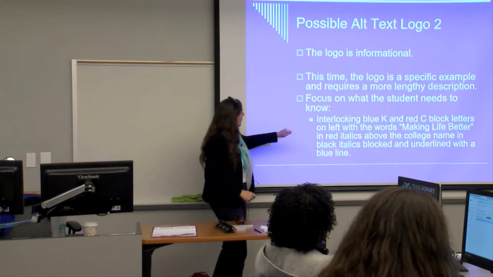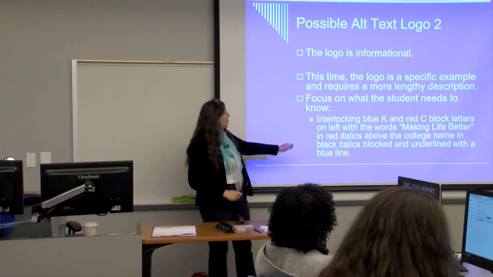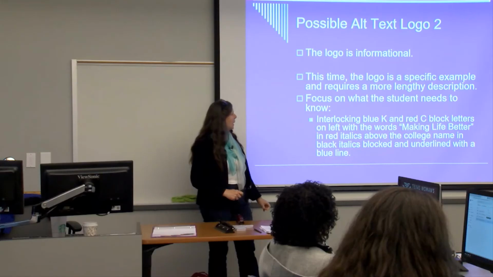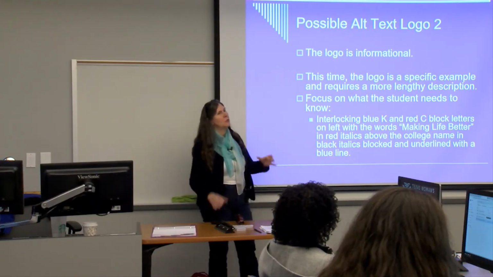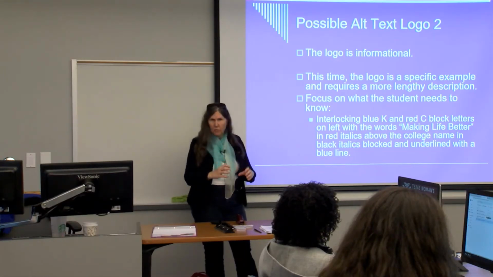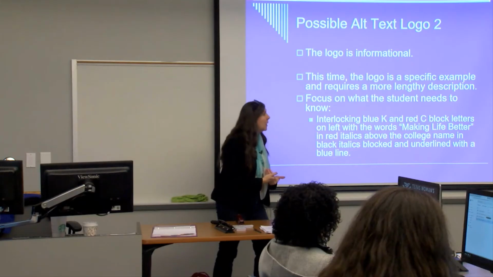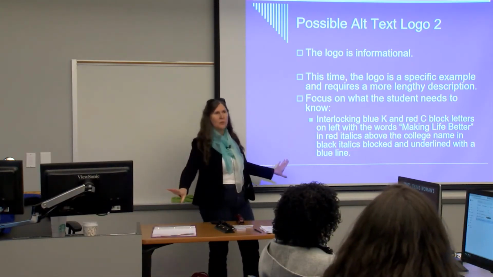So we came up with interlocking blue K and red C block letters on left, with the words making life better in red italics above the college name in black italics, blocked and underlined with a blue line. Notice we still try to keep it very succinct. We still try to keep it very tight. We do not give our own personal opinion about what we think is the nicest thing in the logo. We don't do that because that is for the students to do.